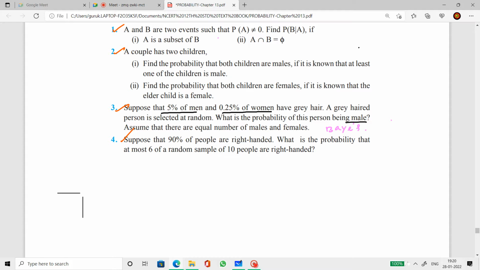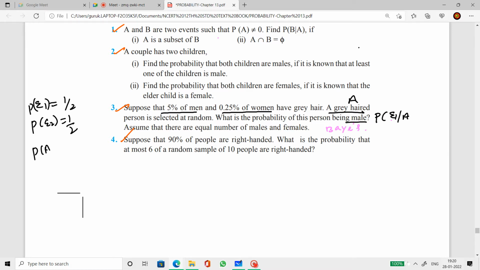So selecting a grey hair person is A. Selecting a grey hair male is what they ask. So P of E1 given A, where A is selecting a grey-haired person, E1 is selecting a male. There is an equal number of males and females. So P of E1 is half. P of E2 is also half. And then P of A is selecting a grey hair person, which could be from the male section or from the female section.